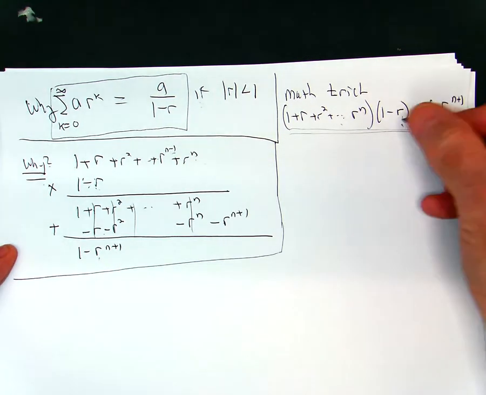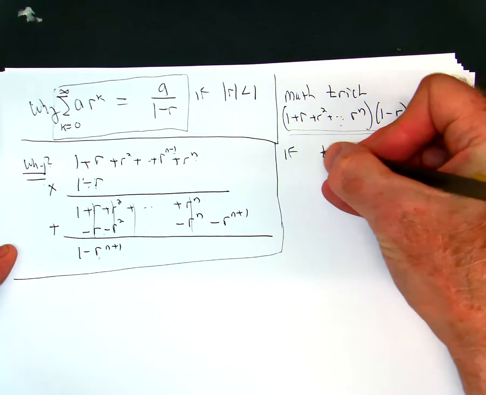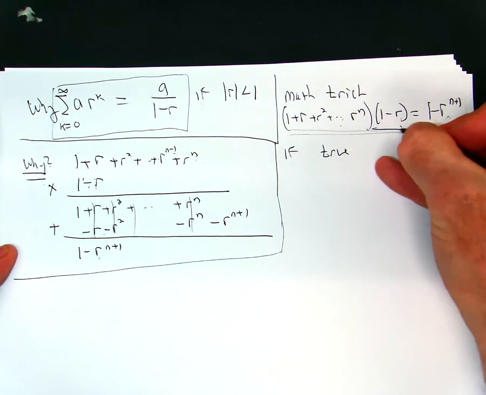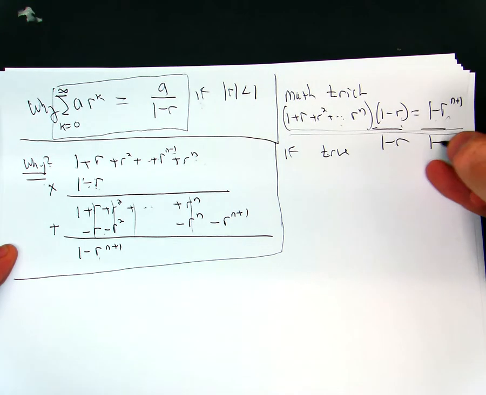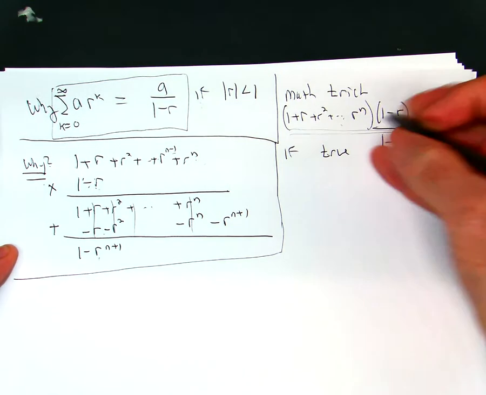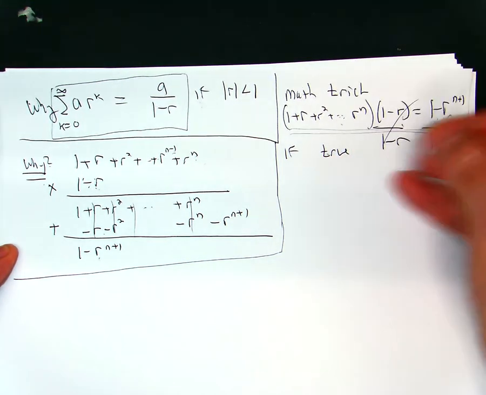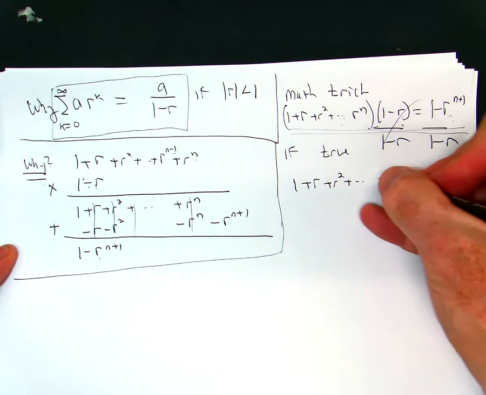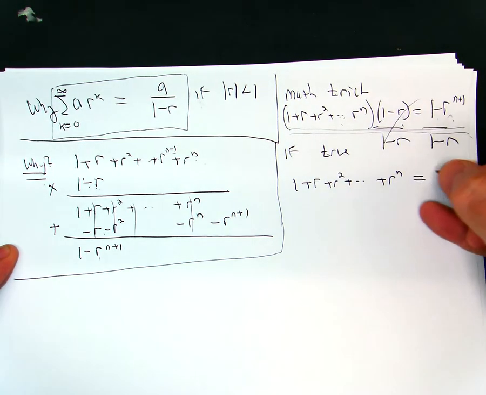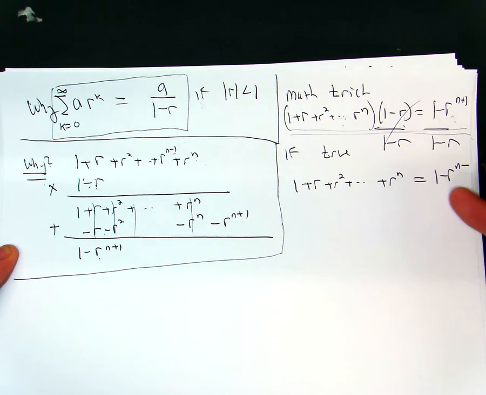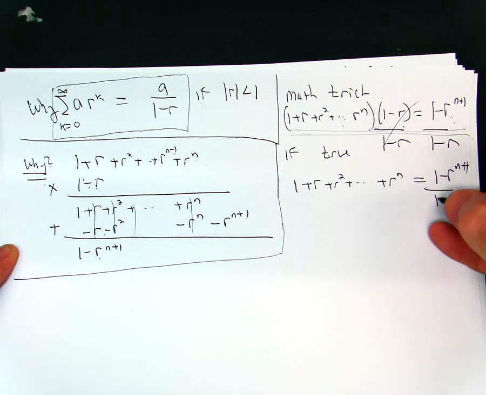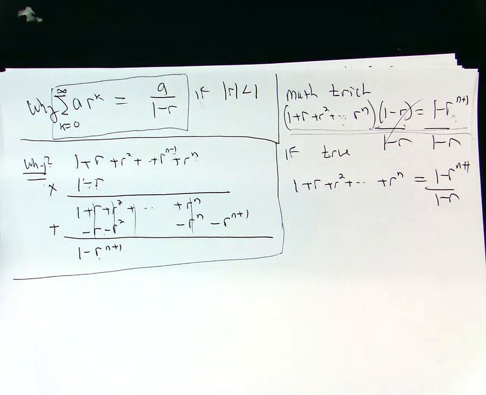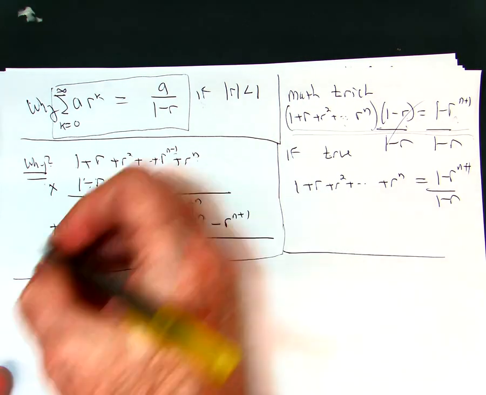Now, if this is true, then what I can do is I can divide each side by 1 over 1 minus r, and I get that cancels, and I get this is equal to this. And this is the key idea in the proof, and you'll see why, I hope. Okay, so we're ready to go. So I'm going to start here.